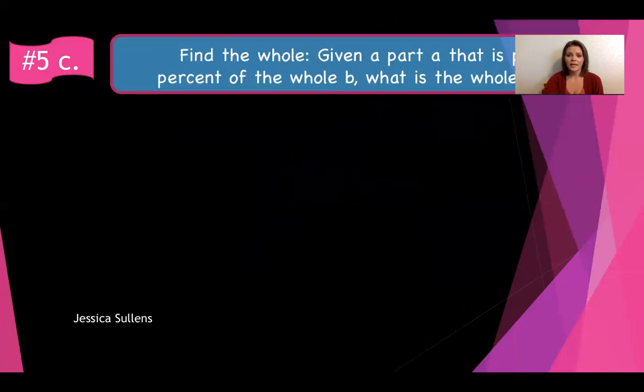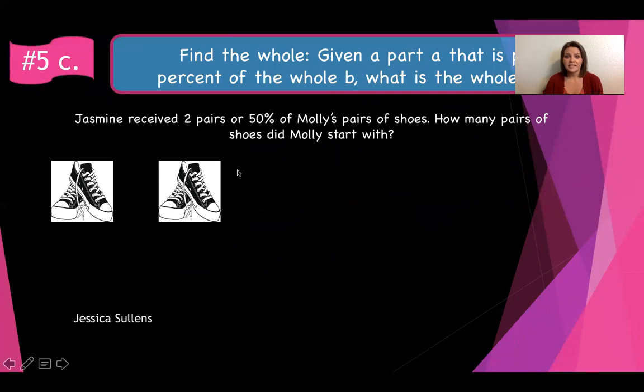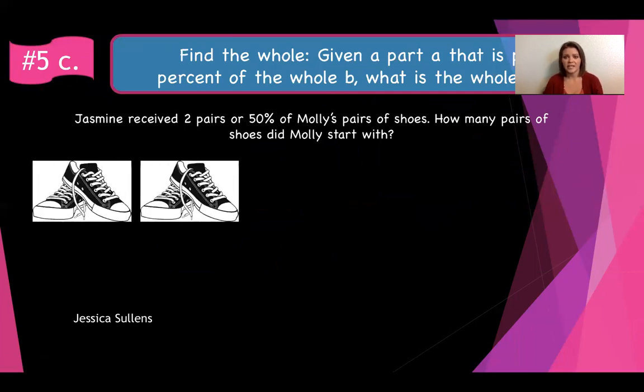Find the whole given a part A that is the percent of the whole B. What is the whole B? Jasmine received 2 pairs, or 50%, of Molly's shoes. How many pairs of shoes did Molly start with? Well, we can think about this as 2 pairs. So we have 2, and we have to put it over something else. We need a denominator down there to know what the whole was.